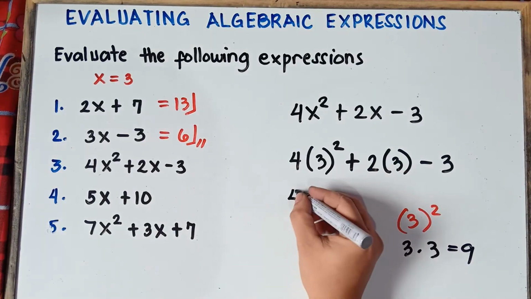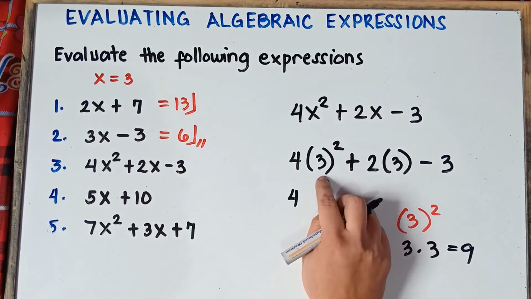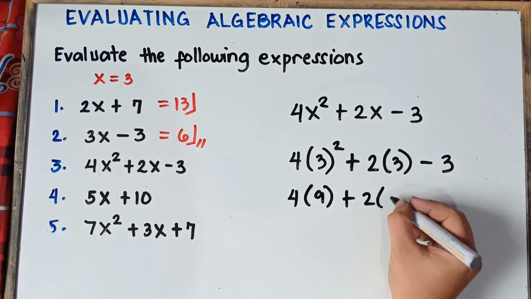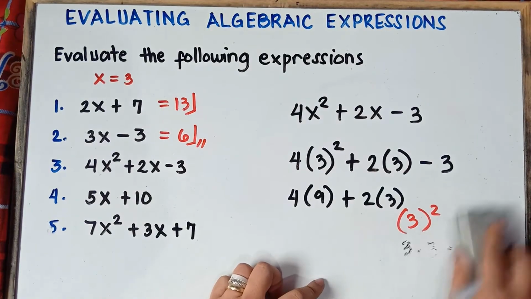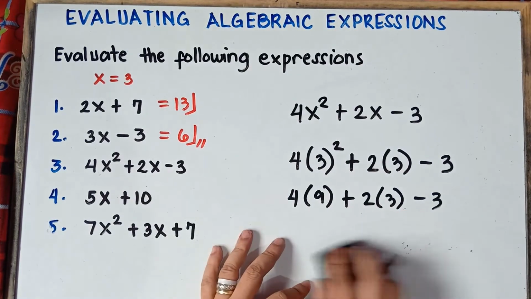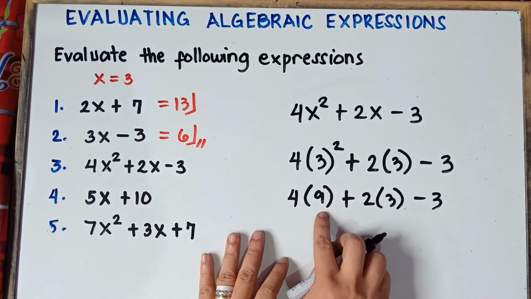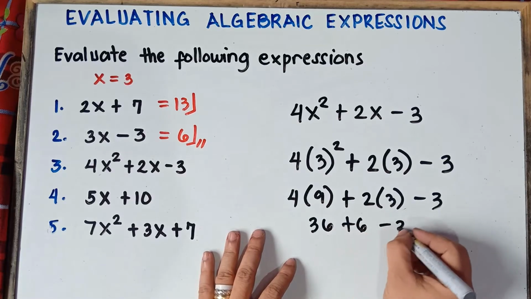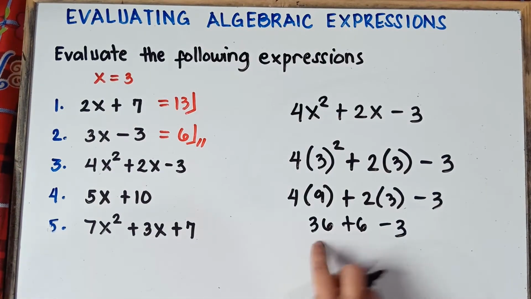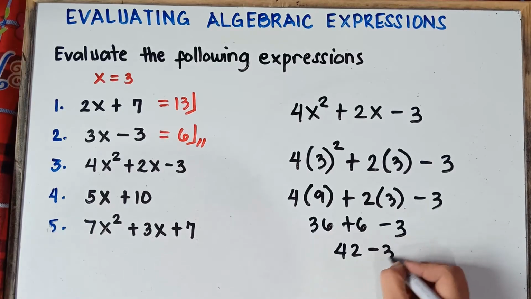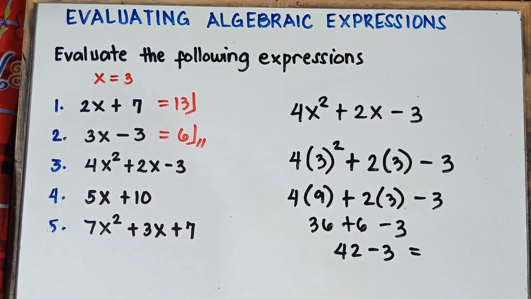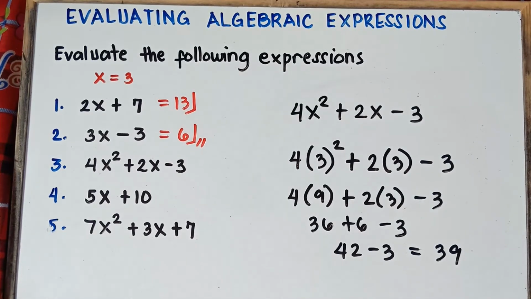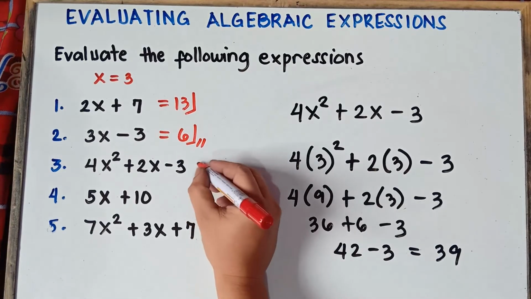Alright, so simply copy 4. And then 3 squared, that would be 3 times 3, that is 9. So 4 times 9. And then copy the plus sign, copy 2, copy 3, minus 3. And then we multiply this one. So 4 times 9, that would be 36. And then 2 times 3, that would be positive 6, minus 3. And then add 36 plus 6, that would be 42 minus 3. What's the answer, class? 42 minus 3. That's correct. That would be 39. So the answer with regards to example number 3 would be positive 39.